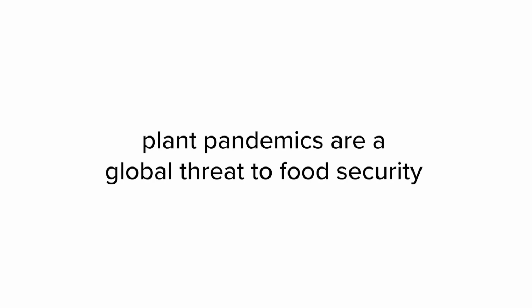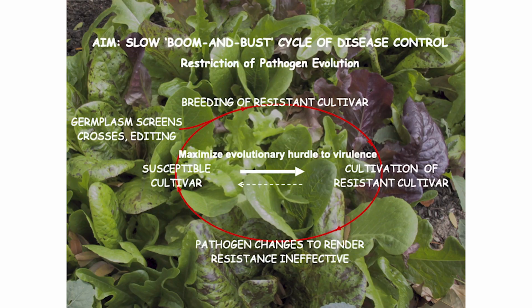They're just plant pandemics. And actually plant pandemics are a global threat to food security. They happen all the time. And therefore the role of plant breeders is to counter this threat and hopefully stabilize global food production. But it's a continual process. Breeders cannot take their eye off the ball.